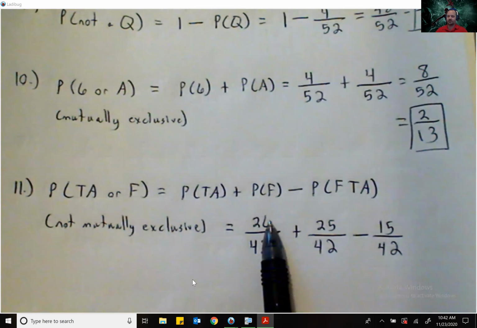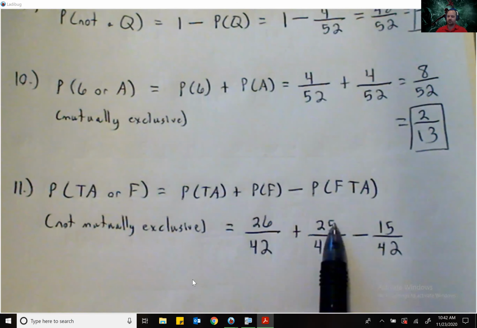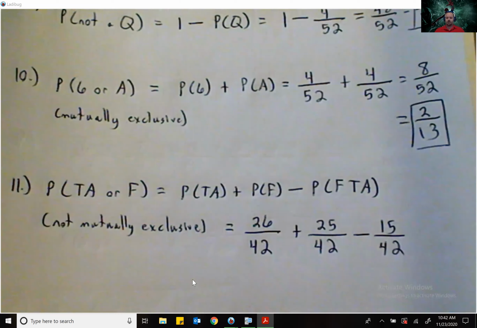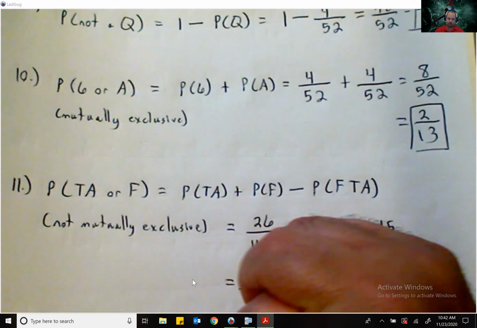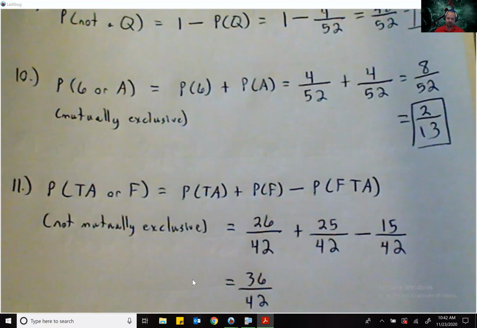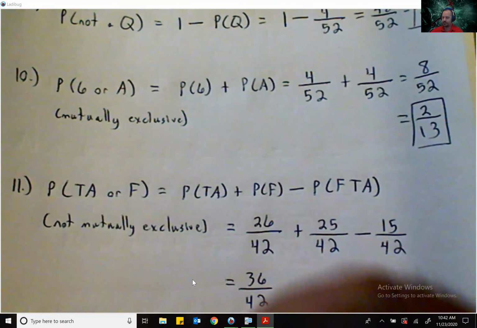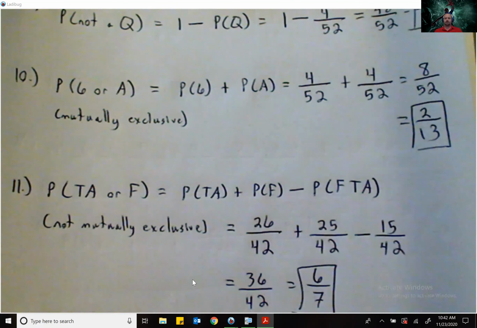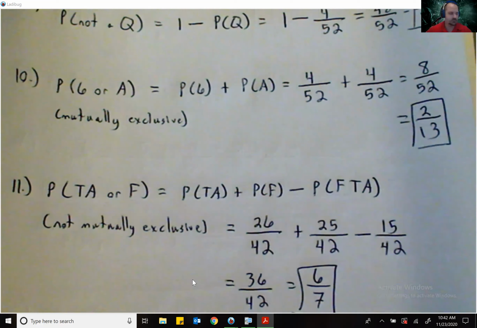So this is what it looks like. There's all the teaching assistants. There's all the females. These are female teaching assistants. So if you go and do your math, you end up with 36 out of 42. But that reduces down to 6/7. And there you go.